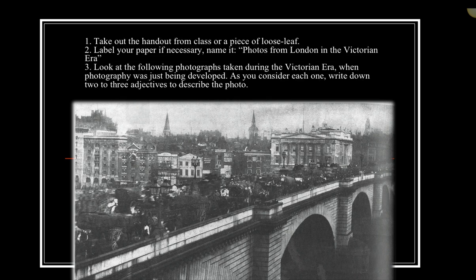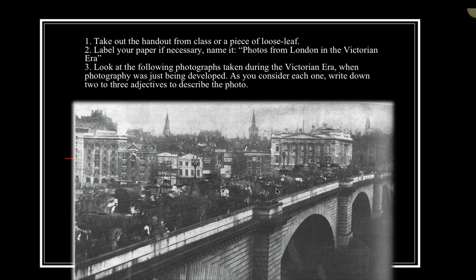Okay, here are your instructions. Take out the handout that I gave you today from class, or if you don't have that, use a piece of loose leaf, but I do need you writing as you look at these. If you're using paper, label it Photos from London in the Victorian Era. Here's a heading for you. And then look at the following photographs, as I said, and consider each one, and then write down 2 to 3 adjectives or descriptive words that come to mind as you look at the picture.